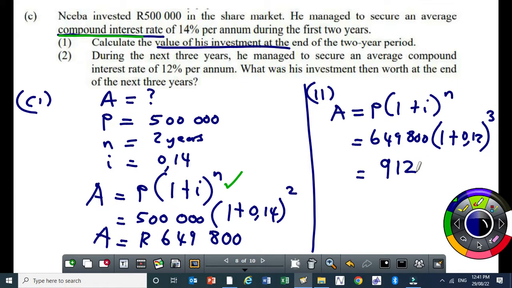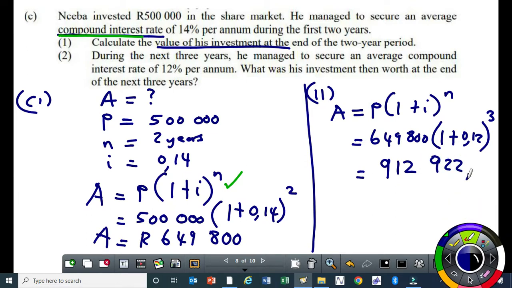$912,000? 922. 922 like this. Yes, and then how many cents? 21. Remember, in this financial math, you round up to 2 decimal places. So what would be the answer? 21 cents.